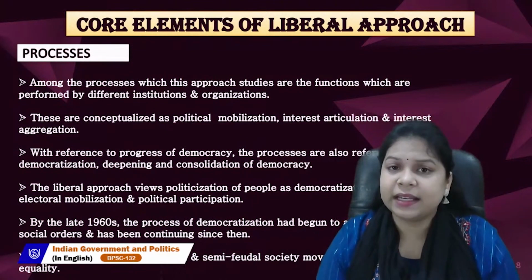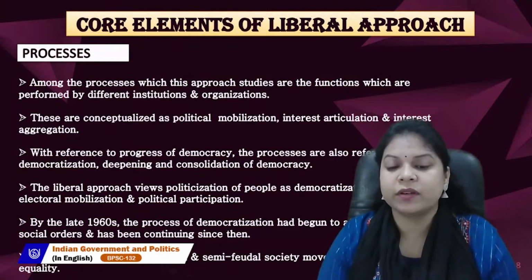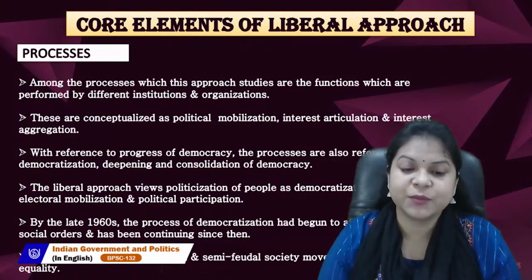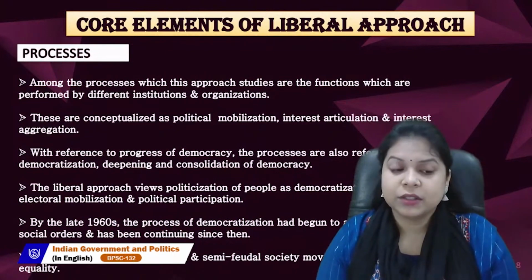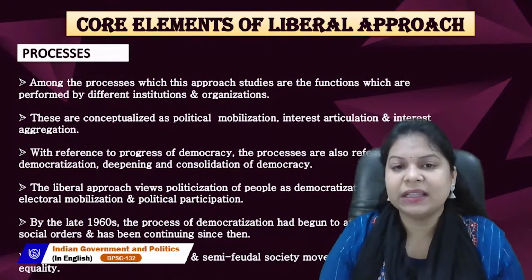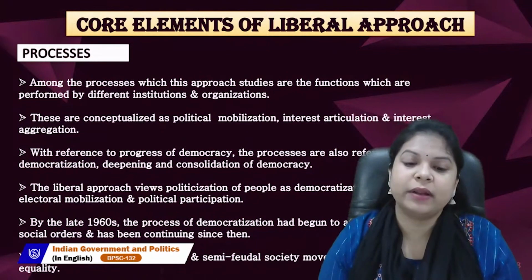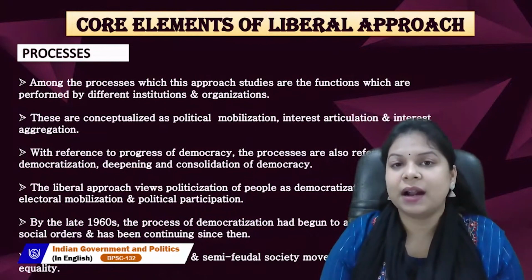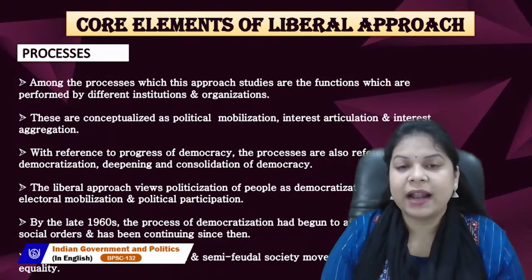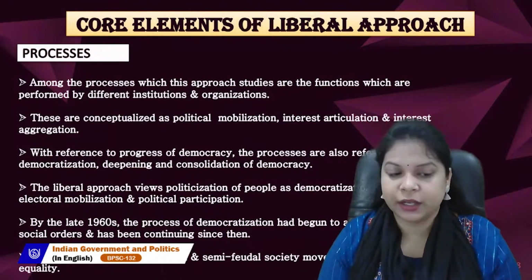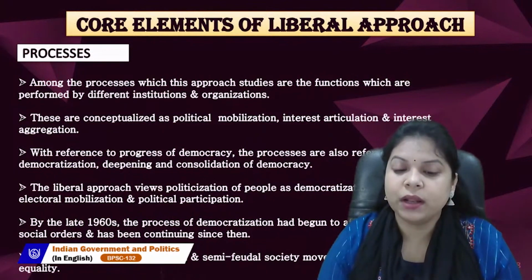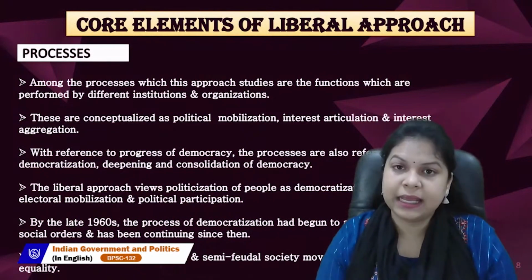By the late 1960s, the process of democratization had begun to affect the lower social orders and has been continuing since then. So from the late 1960s, we can see that this process of democratization started affecting the lower social orders, and from then onwards it was continuing. Consequently, India's traditional and semi-feudal society moved towards liberty and equality.